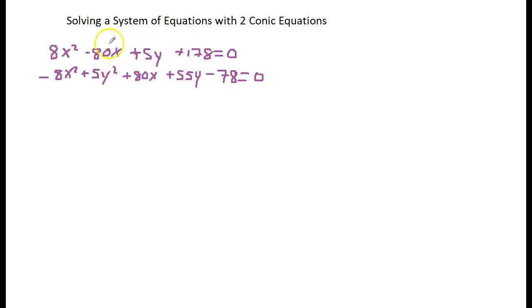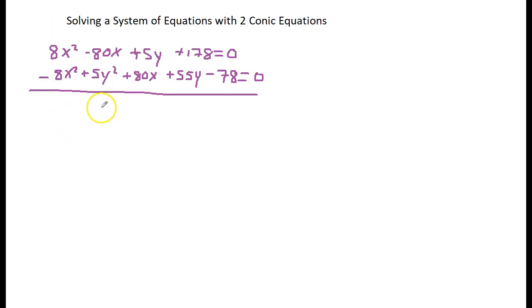All right. Now, in looking at this particular one, we have a positive 8x squared and a negative 8x squared, so this one's pretty nice. I am going to, for my first step, add the two equations together. In other words, combine all like terms. So this is like doing elimination. I'm eliminating the x squareds, okay?